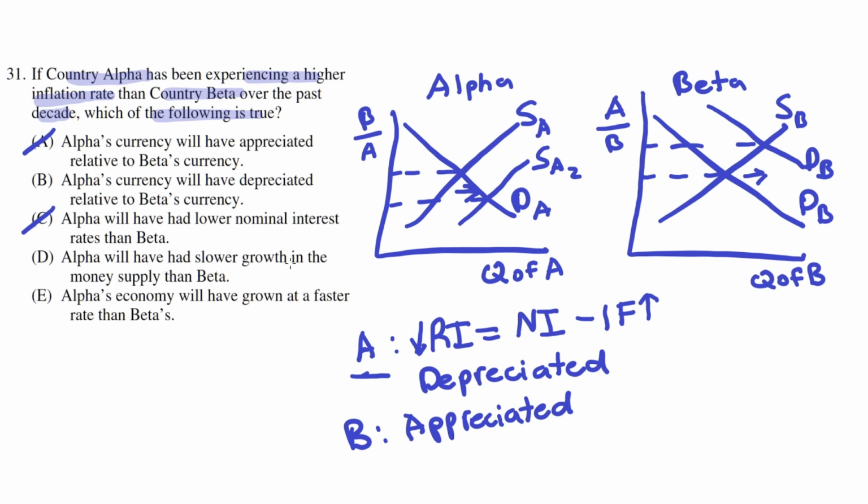D. Alpha will have had slower growth in the money supply than beta. This is incorrect because we can't tell the money supply change from these situations. E. Alpha's economy will have grown at a faster rate than beta's. This is incorrect because, like D, we can't quite tell this from these graphs. So therefore, the correct answer is B.